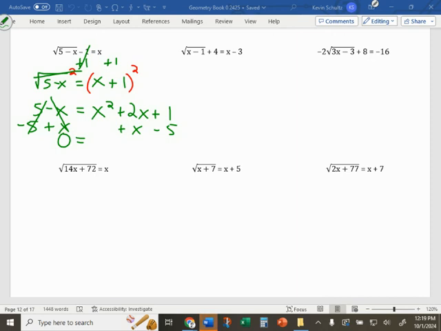We can't add x to x squared, not like terms. We can't add x to the constant. Okay, we have to add it to the 2x. And so now, on the right side, we have our x squared. 2x plus x is how many x's? 3 x's.